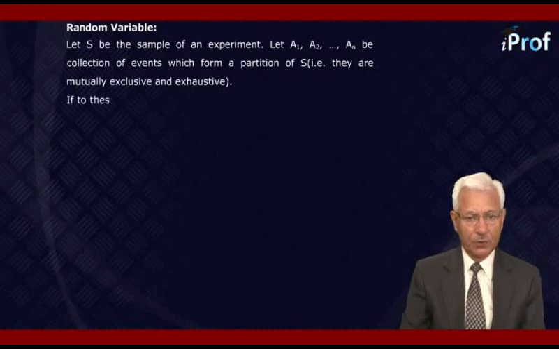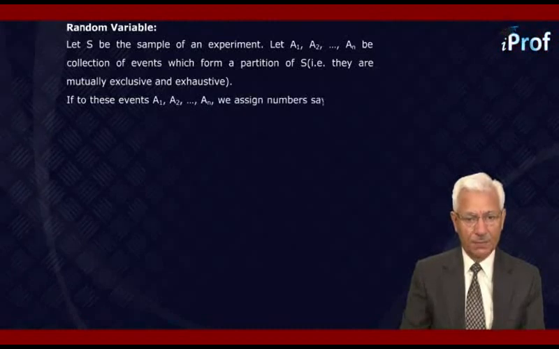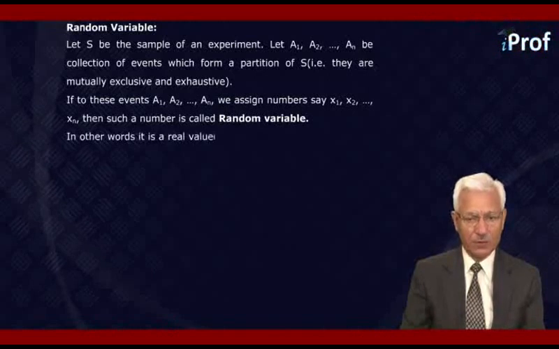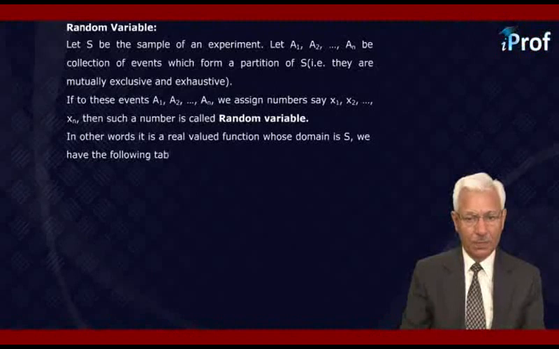If to these events A1, A2, ..., An we assign a number, say x1, x2, ..., xn, then such a number is called a random variable. In other words, it is a real valued function whose domain is S. So we have the following table for better understanding.